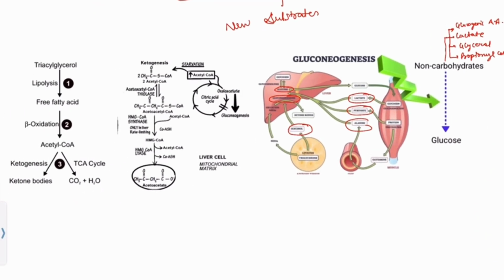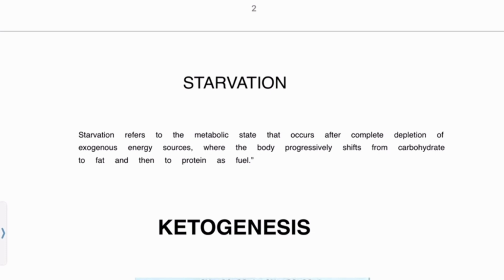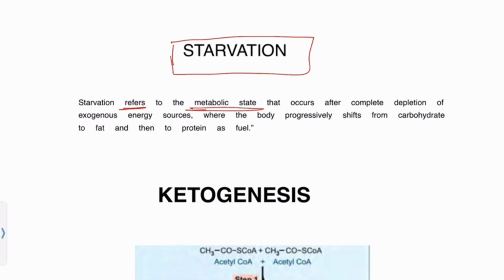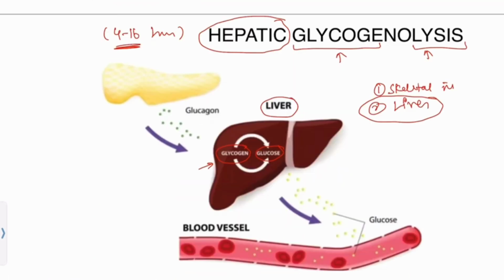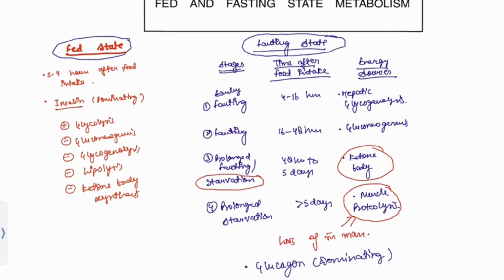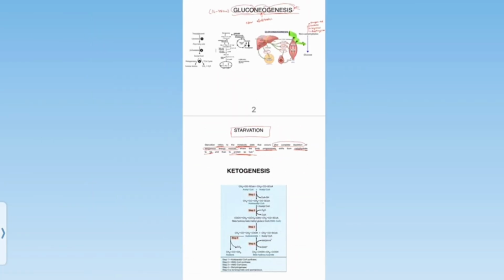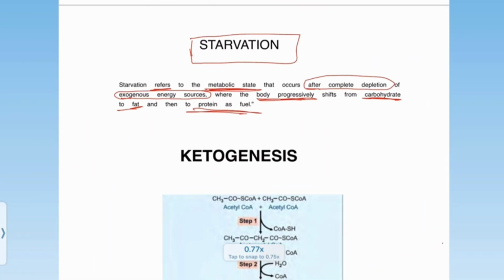Now comes the topic starvation. Starvation refers to the metabolic state that occurs after complete depletion of exogenous energy sources, where the body progressively shifts from carbohydrate to fat and then to protein as fuel. We have already seen here how our body shifts from carbohydrate to fat and then to protein. So now before starting ketogenesis, that is synthesis of ketone bodies, let us understand why ketone bodies are formed.